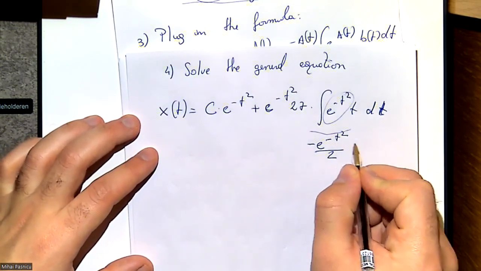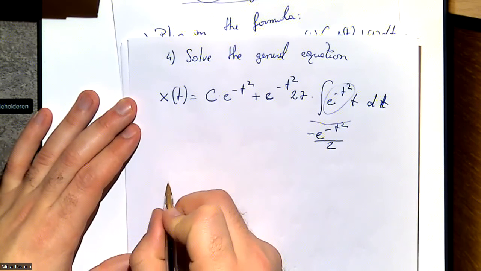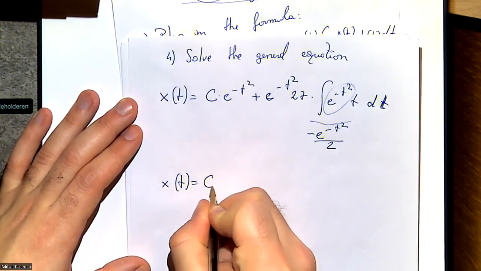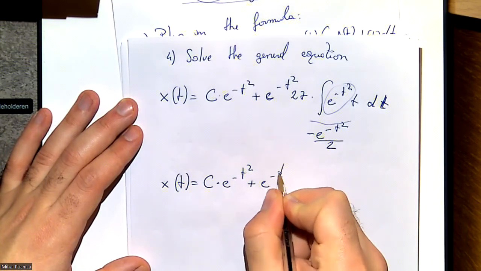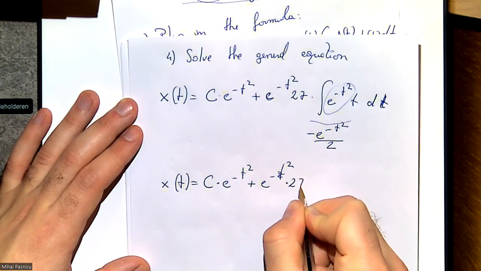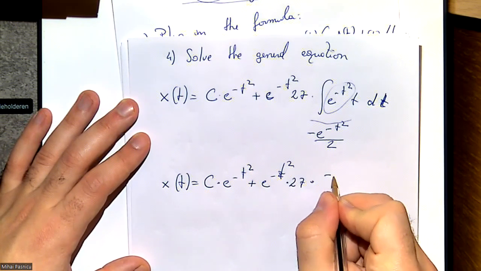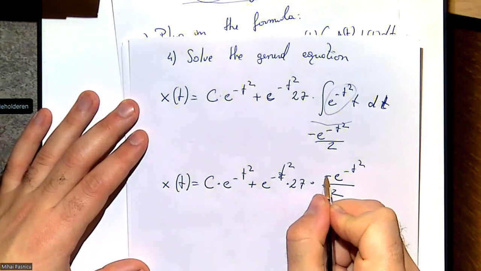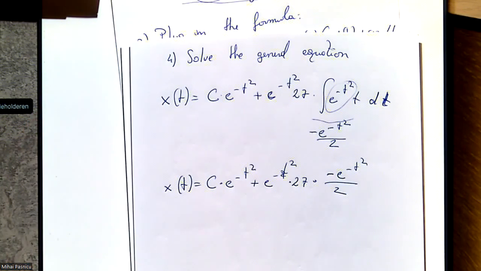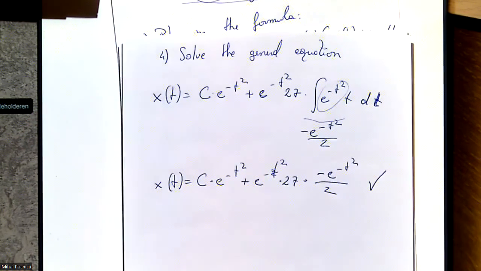Just checking that my math is right for a second. It's correct. So my x of t is equal to c e minus t squared plus e minus t squared times 27 times minus e minus t squared over 2. And at this point, I am done. I have solved the general equation. There's nothing else for me to solve. Can I make it look a little bit nicer? Sure. Does it matter? Absolutely not.